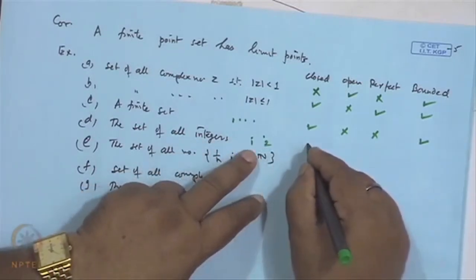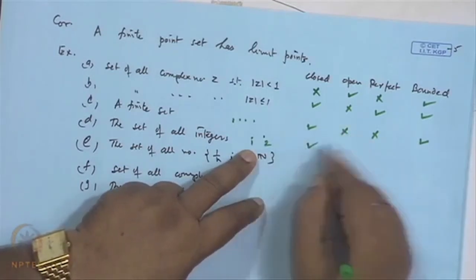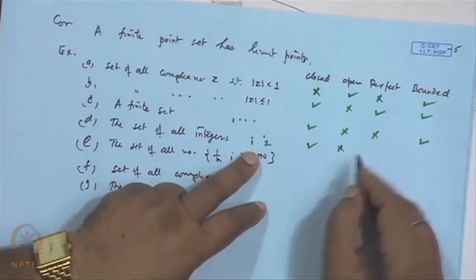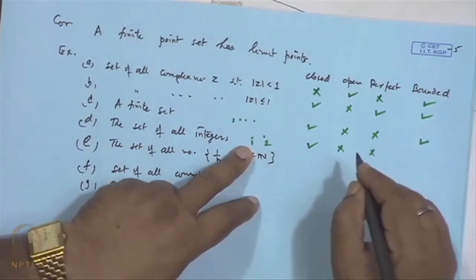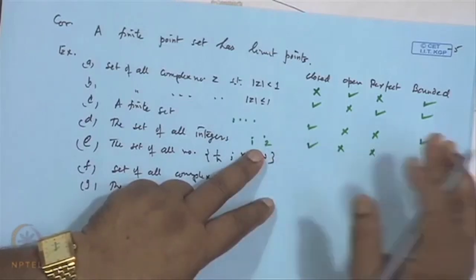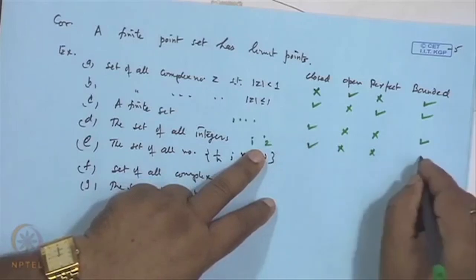So the set of integers does not have a limit point, but we can assume all the limit points are inside it. So we can say it is a closed set, say D, but it is not open because the points are not interior. Then it is not perfect, because every point is not a limit point. And it is obviously unbounded, since 1, 2, 3, and so on; we cannot find an n such that all the points are less than or equal to n, so this is not bounded.